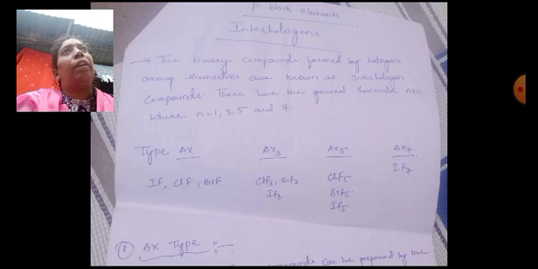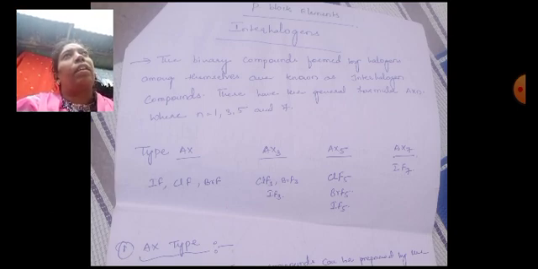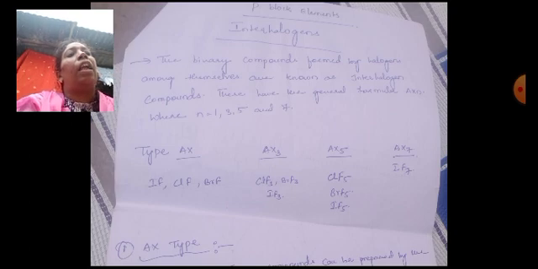For example, iodine, fluorine, chlorine, bromine, iodine. So fluorine can combine with chlorine or bromine or iodine, any other electronegative atom, but not the same fluorine. So there is a bond formation between one halogen and another halogen, forming a structure known as interhalogens. So the simple definition is: binary compounds formed by halogens among themselves are known as interhalogens.